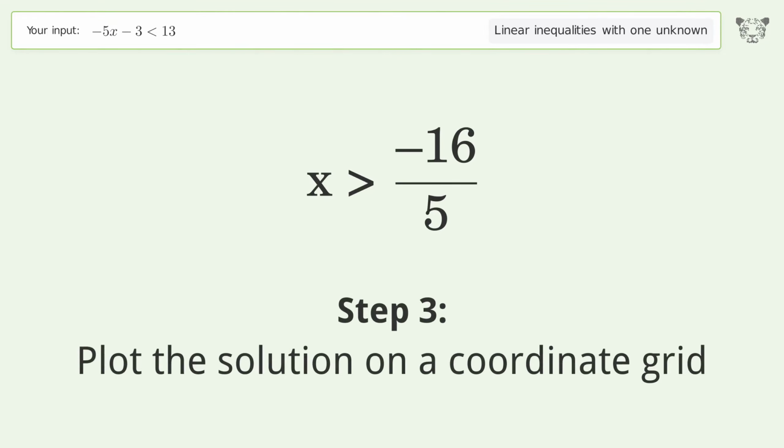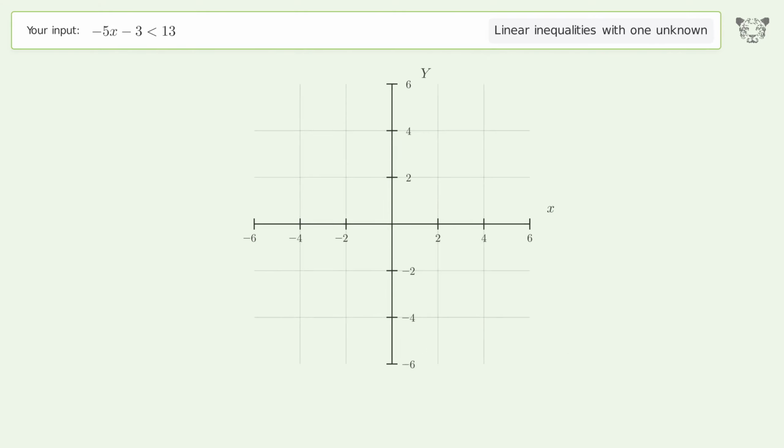Plot the solution on a coordinate grid. And so the final result is x > -16/5 > -31/5.